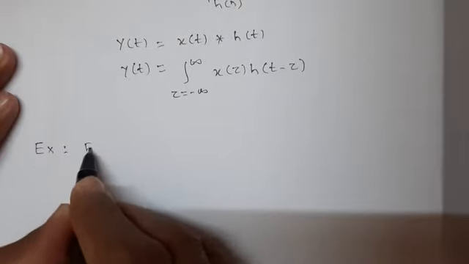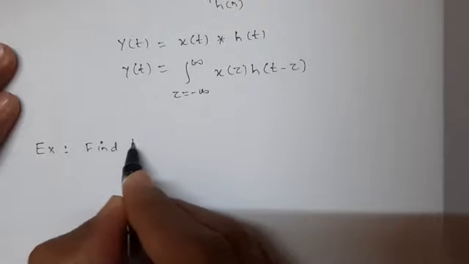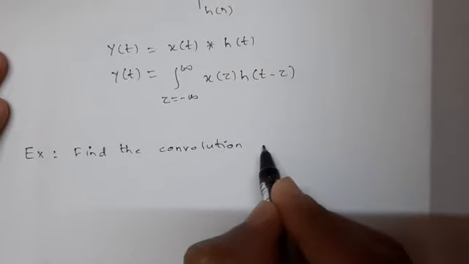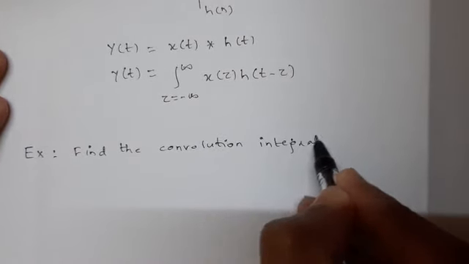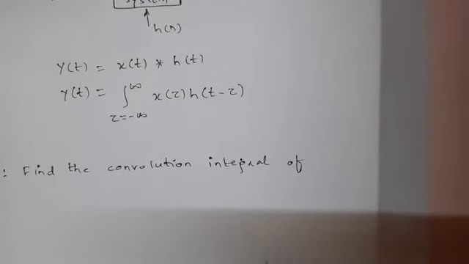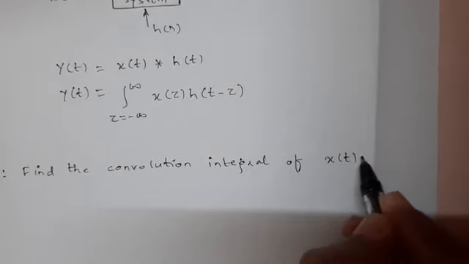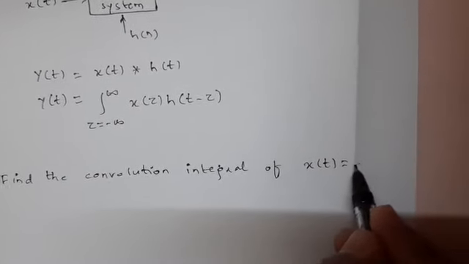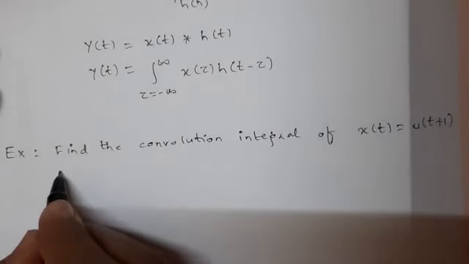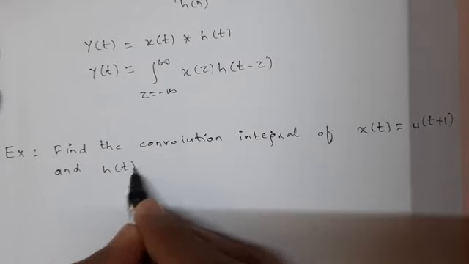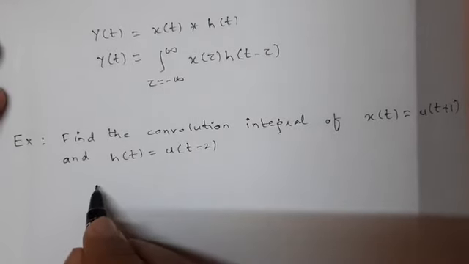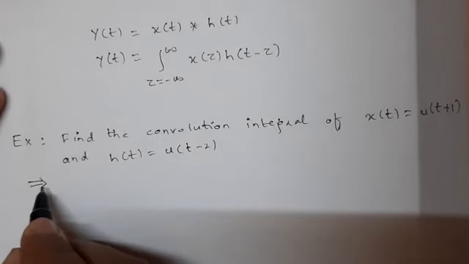Find the convolution integral of x of t is equal to u of t plus 1 and h of t is equal to u of t minus 2. So how do we solve this?